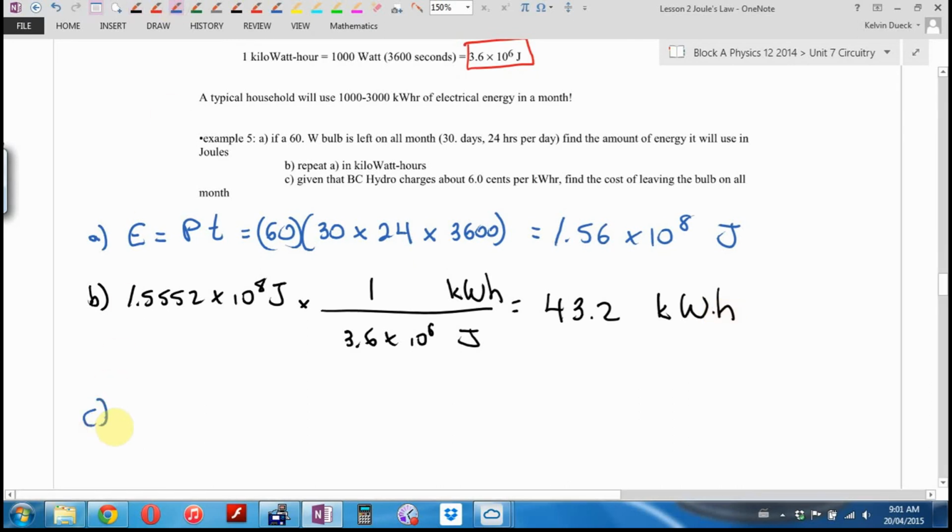So if you left a light bulb on non-stop for an entire month, what would that cost? The cost is going to be the number of kilowatt hours, 43.2, times how much it costs per kilowatt hour, in dollars.